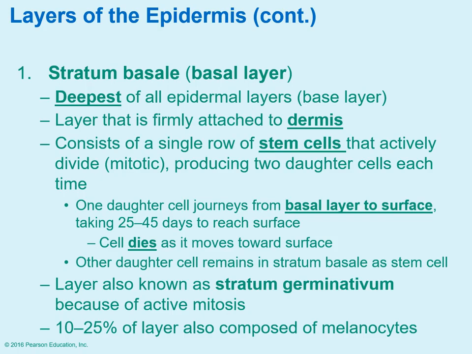So there's usually this row of stem cells that are actively going through mitosis, through cell division, and the result is they produce 2 new daughter cells. One of those daughter cells will stay and continue to go through mitosis. The other daughter cell gets pushed up and eventually will reach the surface of the skin. How long does that take? It's been estimated between 25 and 45 days. Now, by the time it gets to the surface, it's going to be dead. Like I said, that other daughter cell is going to remain at this basal layer so that it can continue going through mitosis.